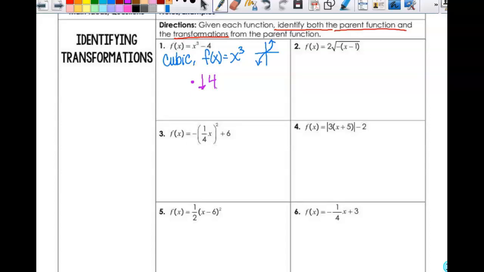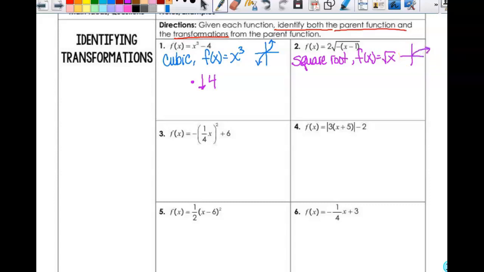All right, so then number 2, what's this one? What's this parent function called? Square root. Okay, and that's f of x equals the square root of x. Then show me. Become a square root. Embrace the square root. Make sure you're going the right way. You're going the wrong way. Yes, so it goes like this.